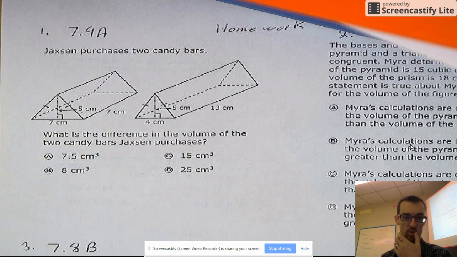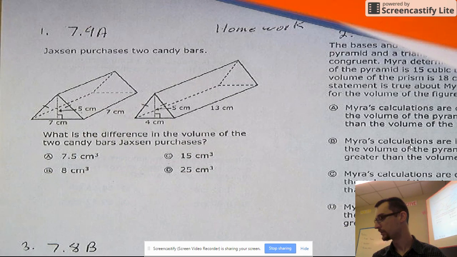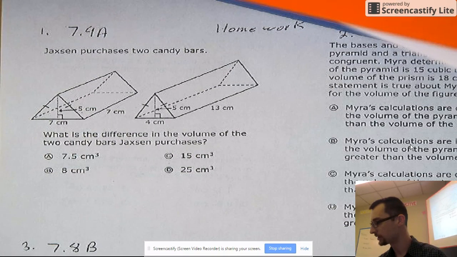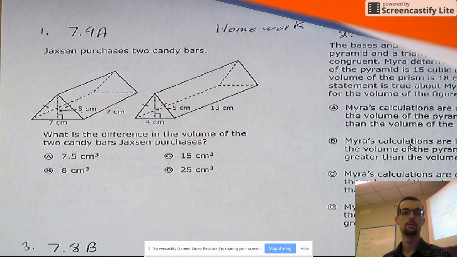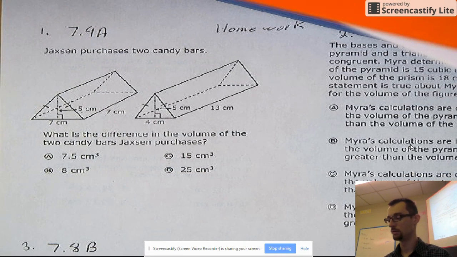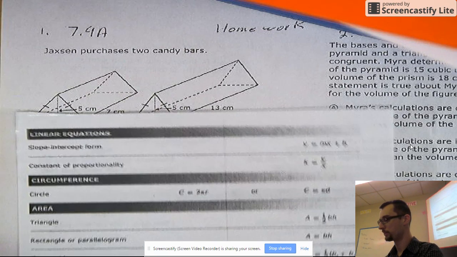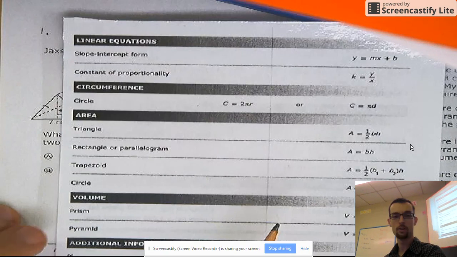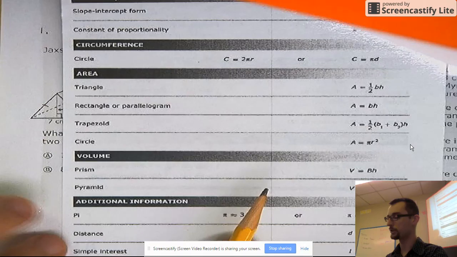Multiply. Okay, so we've got to find the volume of each one, right? And then for the difference, we're going to subtract them. Nadia, what shapes are our candy bars? Triangular prisms? Okay.